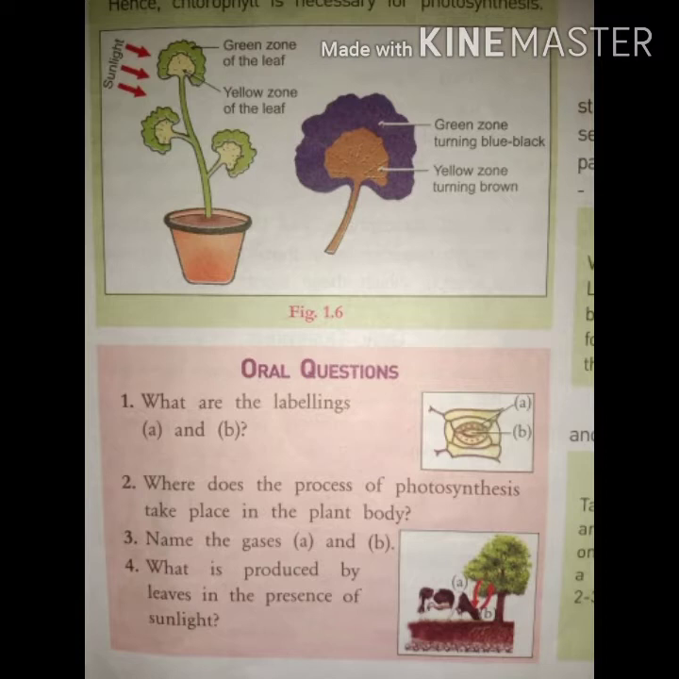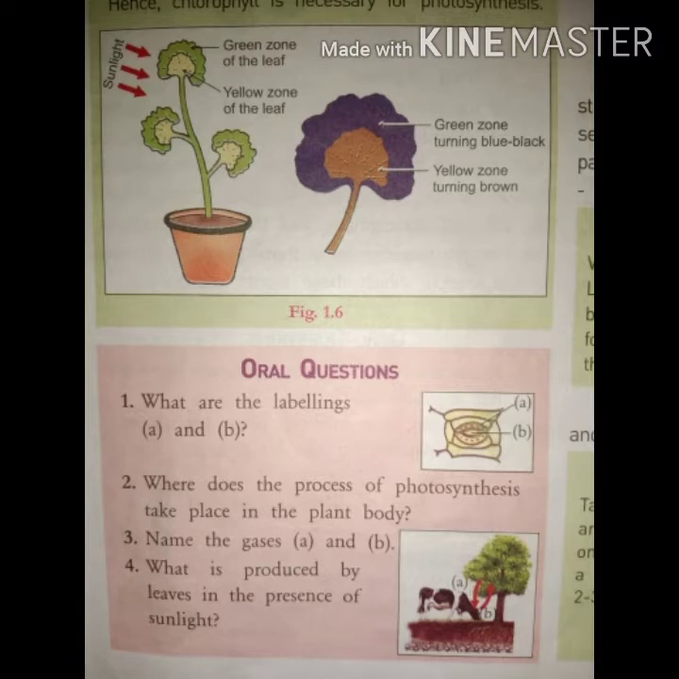Third question: name the gases A and B. Here one diagram is given in which there is one tree and one cow. So we have to tell the A and B. A is the point for the gas which is coming from the plant and B is the point for the gas which is released by the animal or cow.